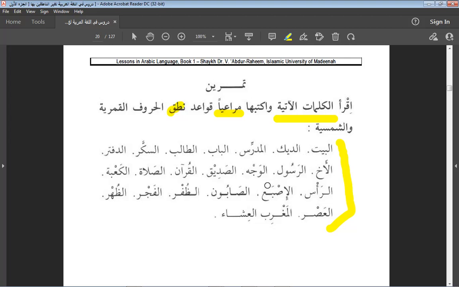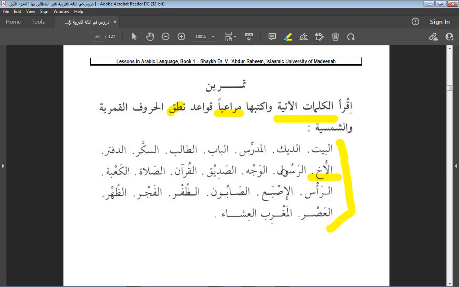Now there are some vocabularies here. Al-akh, brother. Al-ukht, sister. Ar-rasulu, the messenger. Ar-rasul is called ar-rasul because he carries a risala, meaning he has been sent. Arsalahu Allahu ila al-alam, he has been sent to the world, so he's called Rasul.